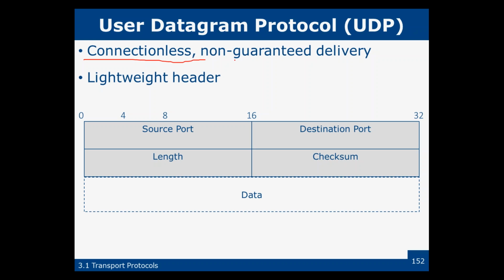UDP: connectionless, non-guaranteed delivery, and you can see it's a whole lot simpler than TCP. We have the source port, the destination port, where we're coming from and going to, the length, the checksum, and then the data. So it's a lot more efficient. It's normally used for streaming, things like that.